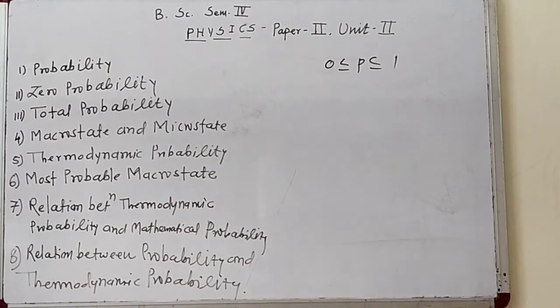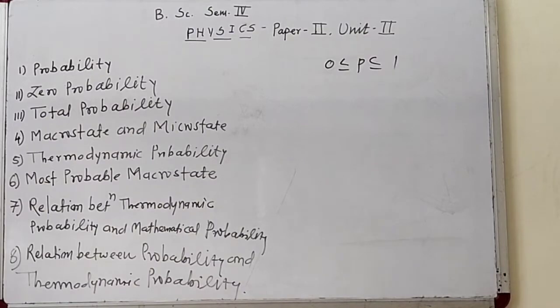Then what is zero probability? Zero probability is the impossible. For example, take a die. In case of a die, there are 6 faces, 1 to 6, and the probability of 7, because the 7 face is not present on a die, is therefore 0. That means the probability which is impossible is called the zero probability.